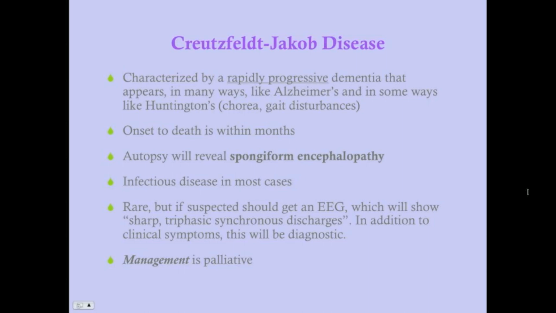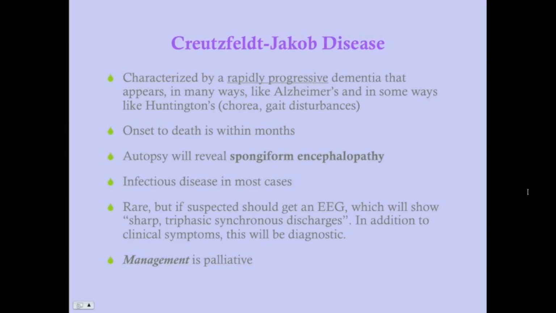In any patient you suspect Creutzfeldt-Jakob disease, you should definitely get an EEG. So if this crosses your mind, even though it's rare, an EEG is the next step. And what you'll see characteristic of Creutzfeldt-Jakob disease on an EEG is sharp triphasic synchronous discharges.